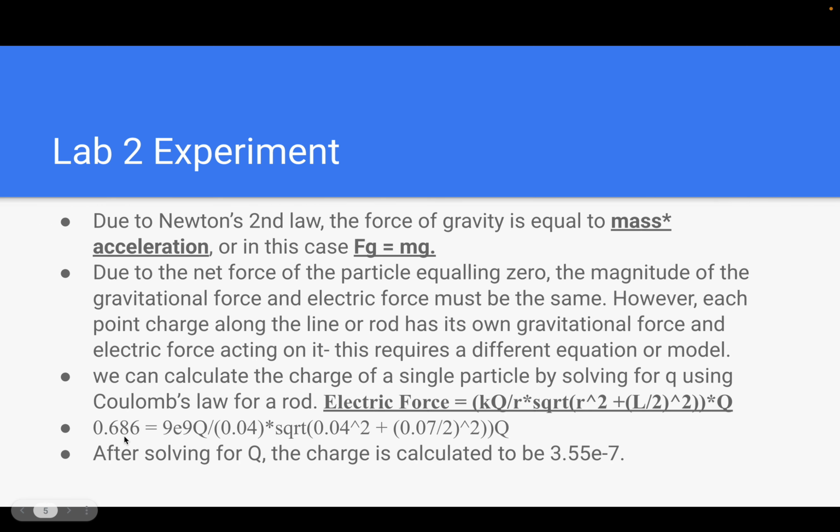And using Coulomb's formula and solving for Q, we saw the particle charge as equal to 3.49 times 10 to the negative 7. So due to Newton's second law, the force of gravity is equal to mass times acceleration, or in this case, Fg equals mg. And since the net force of the particle equals 0, the magnitude of the gravitational and electric force must be the same. However, each point along the line or rod has its own gravitational force and electric force acting on it, which requires a different equation or model shown here, which is Coulomb's law for a rod. So using this formula and solving for Q, we calculated the charge to be 3.55 times 10 to the negative 7.